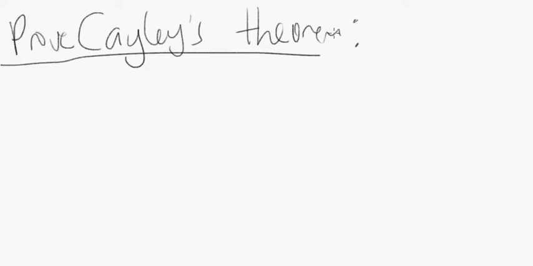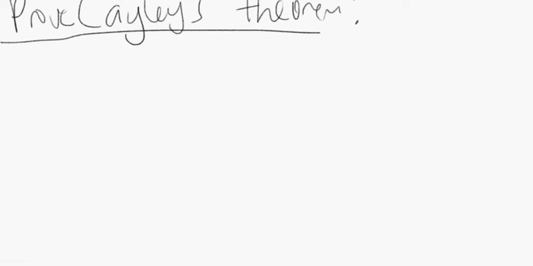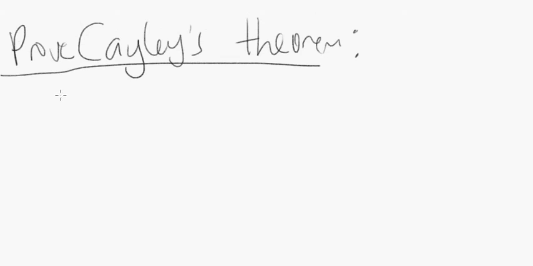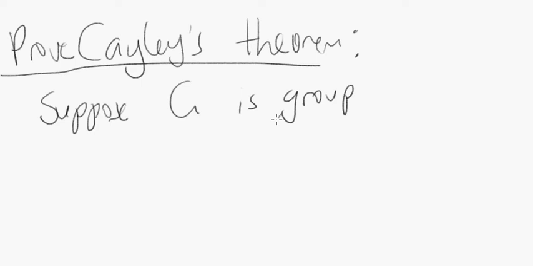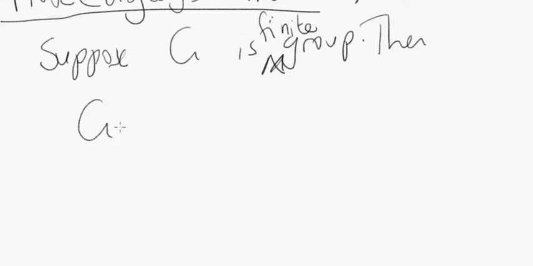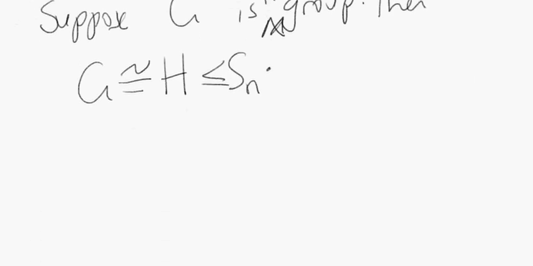So, what is Cayley's theorem? Well, Cayley's theorem is straightforward. It says that suppose G is a group. I give you some group, and by the way, the group has to be finite, so I'm going to add that. So suppose G is a finite group, then we're saying that G is isomorphic, the same as, a subgroup H of the symmetric group Sn. So let's now proceed to prove this idea.